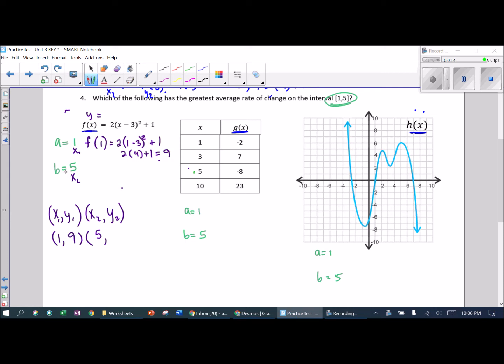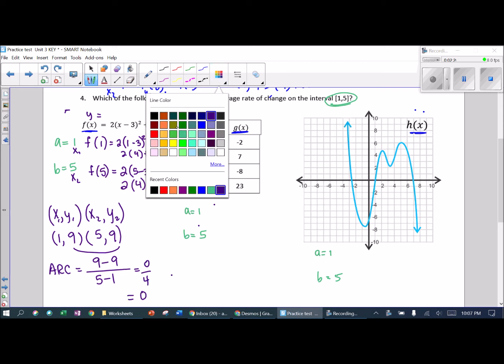Okay, now let's do it for b equals 5. We need f of 5. Same idea, you're going to plug in a 5 where the x is. Whoops, I forgot the plus 1. Plus 1. Okay, that's 2 times 5 minus 2 is 2 again. Squared is 4. Looks like this one's also going to be 9. Okay, so our average rate of change, our slope, is going to be 9 minus 9 over 5 minus 1, 0 over 4, or 0.